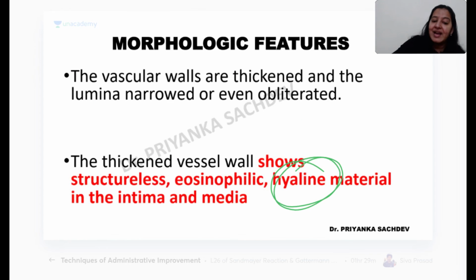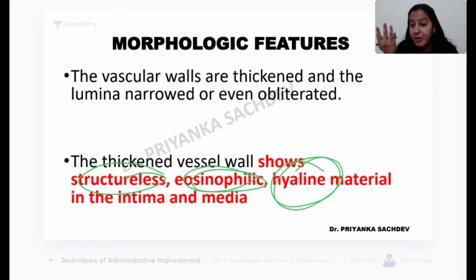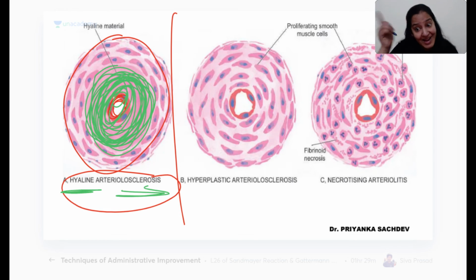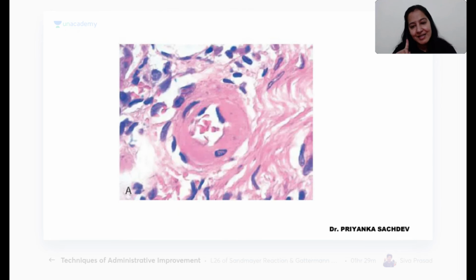So there is deposition of hyaline. Eosinophilic means pink colored structureless material. Where is it depositing? In the intima and media. So tell me what is shown in the diagram. Describe it. In the diagram, pink colored eosinophilic structureless hyaline material is deposited in intima and media, and it is known as hyaline arteriosclerosis because hyaline is deposited. That pink colored material is known as hyaline. Give me a thumbs up if you got it. So the name is hyaline arteriosclerosis. It is seen in benign hypertension. That is the first thing.